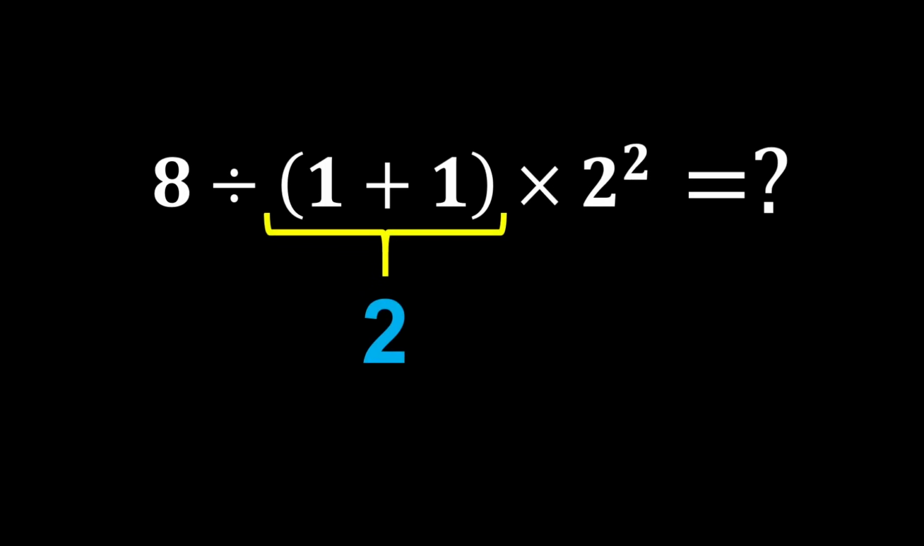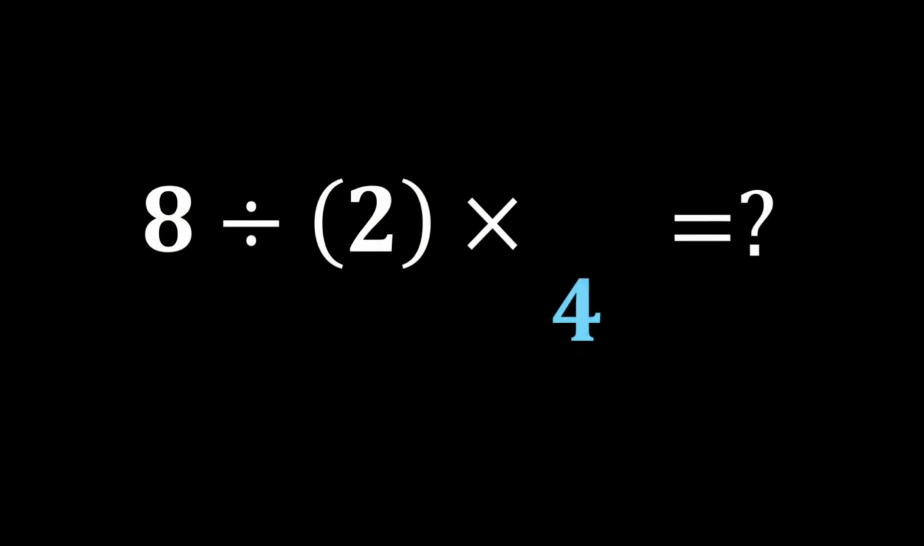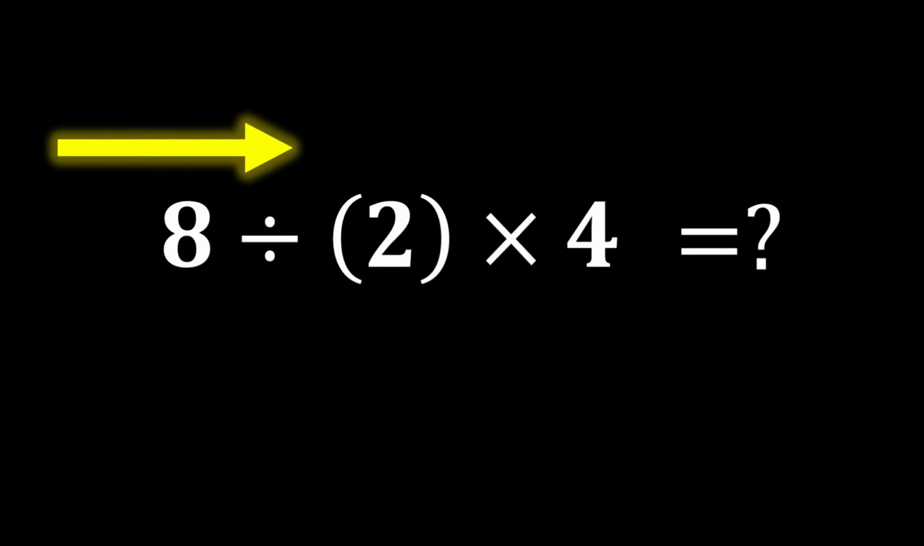According to PEMDAS, we must calculate the parentheses first, so 1 plus 1 becomes 2. After the parentheses, exponents have a higher priority than the other operations, so we calculate the exponents. 2 to the power of 2 becomes 4. The expression becomes 8 divided by 2 multiplied by 4.